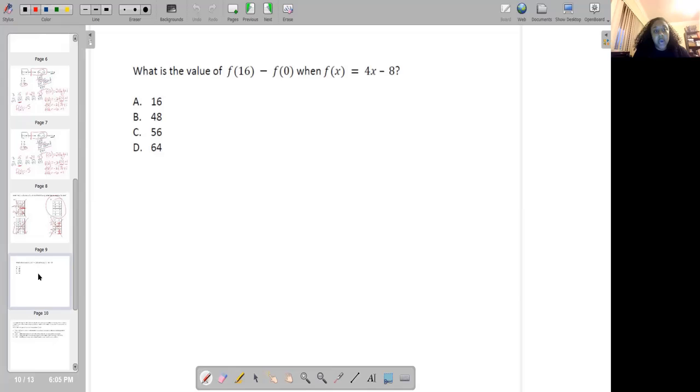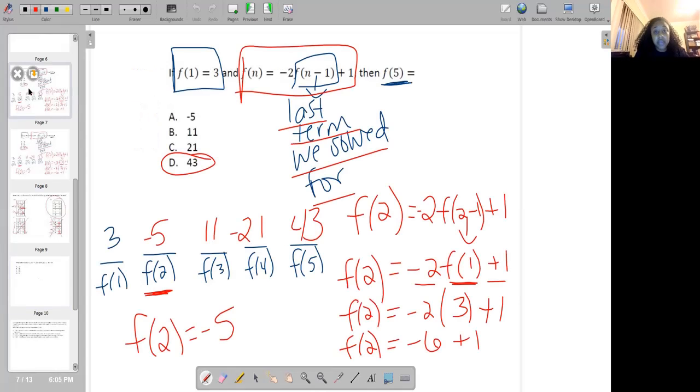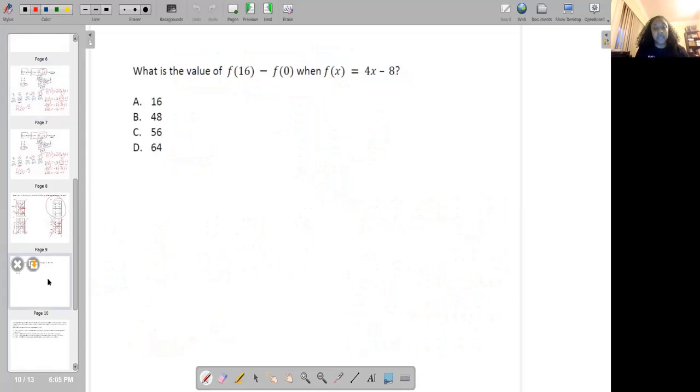This problem here, what is the value of f of 16 minus f of 0 when f of x is equal to 4x minus 8? Now understand, we're not talking about n's. Remember, arithmetic sequences in general, you're talking about n. N stands for the position number. Here, we don't have n. So we're not talking about the sequence, right? We're talking about just a regular equation, trying to find our y's. We have x and y values.